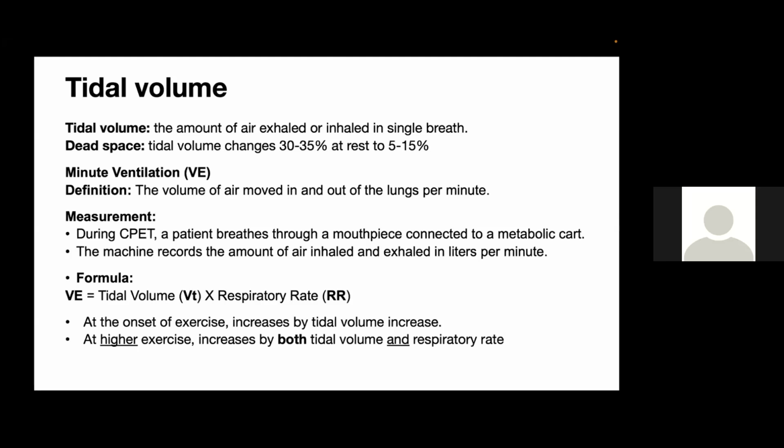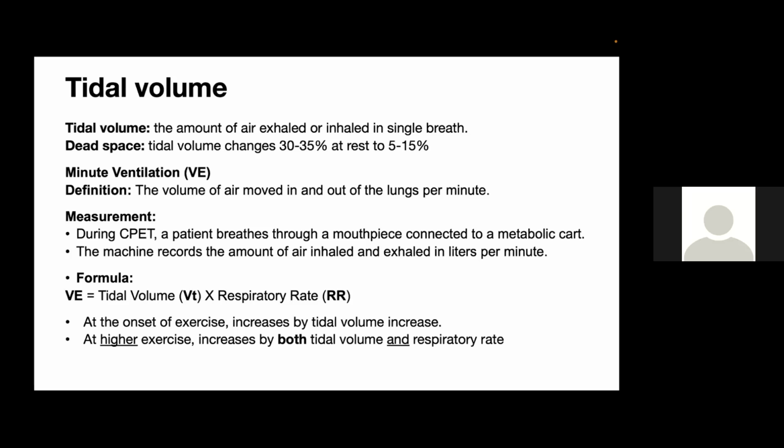So as you all know, the tidal volume, just to remind you about this definition, because it's really important to understand it in the context of the CPET report. The tidal volume is the amount of air exhaled or inhaled in a single breath. And the dead space to tidal volume ratio is between 30 to 35% at rest, and 15% at the peak of exercise. So normally our dead space should be reduced. This is a normal patient.